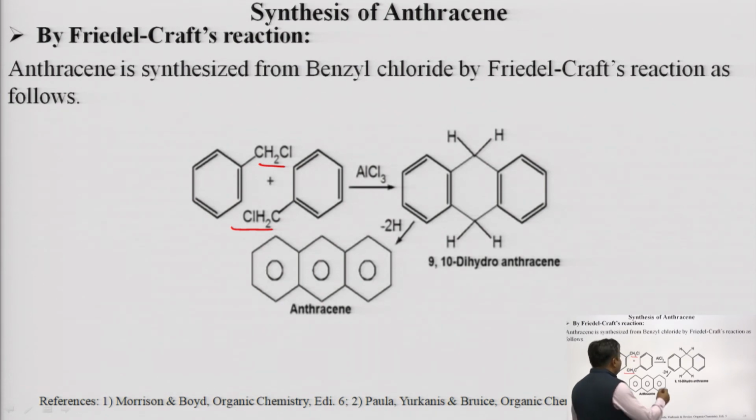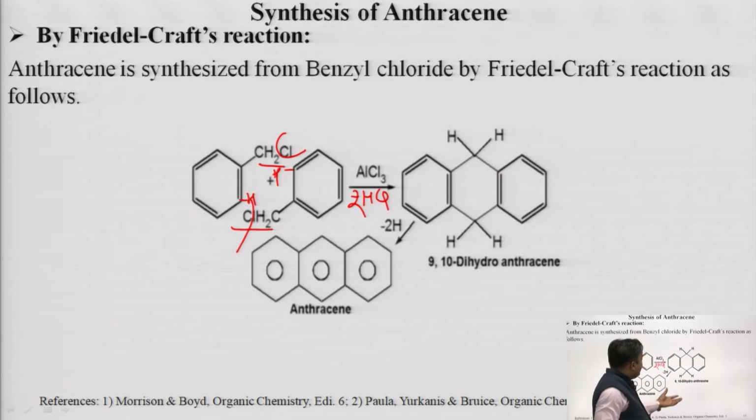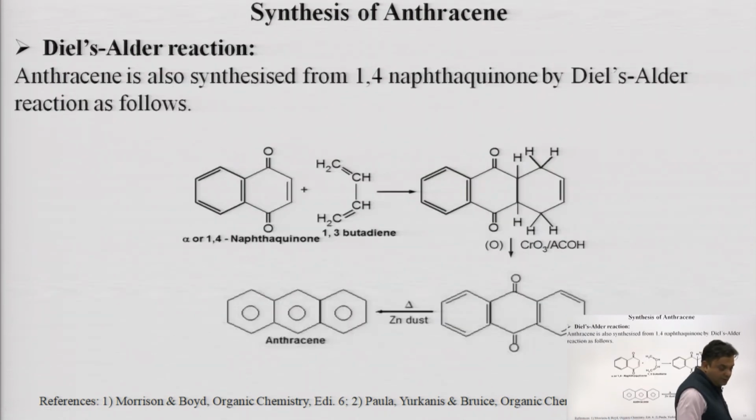So what's happening actually? 2 molecules of HCl, this Cl and 1 H from here and 1 H from here, will be removed. 2 molecules of HCl will be removed. We are getting 9,10 dihydroanthracene, and from here you can oxidize the product in the presence of very good oxidizing agents. After oxidation, these 4 hydrogen atoms will get removed, and we are getting anthracene as a product.